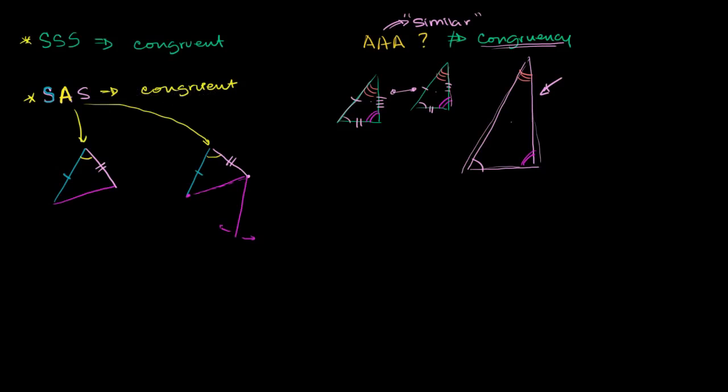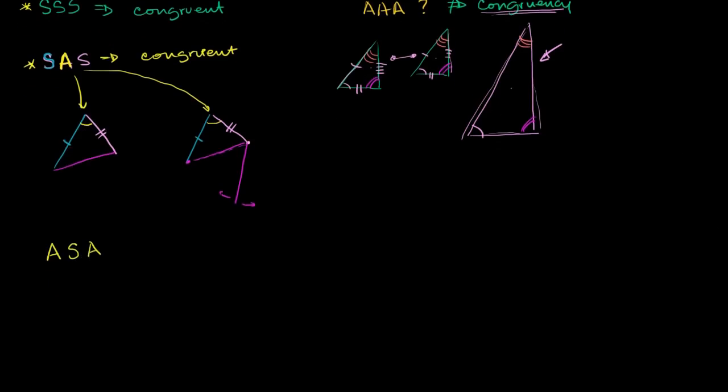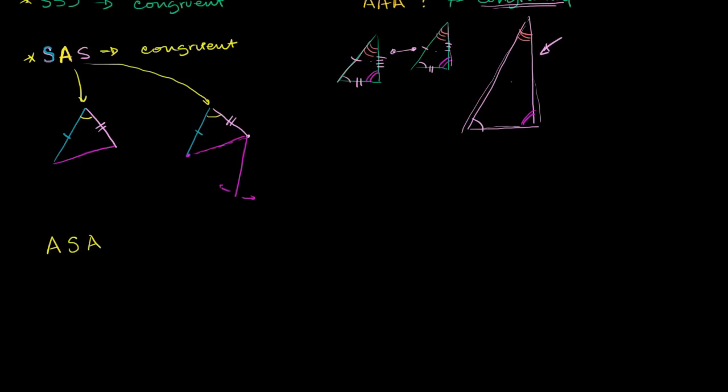Now what about, and I'm just going to try to go through all of the different combinations here. What if I have angle, side, angle? So let me try that. So let's go back to this one right over here. Actually, let me just redraw a new one for each of these cases. So angle, side, angle. So I'll draw a triangle here.